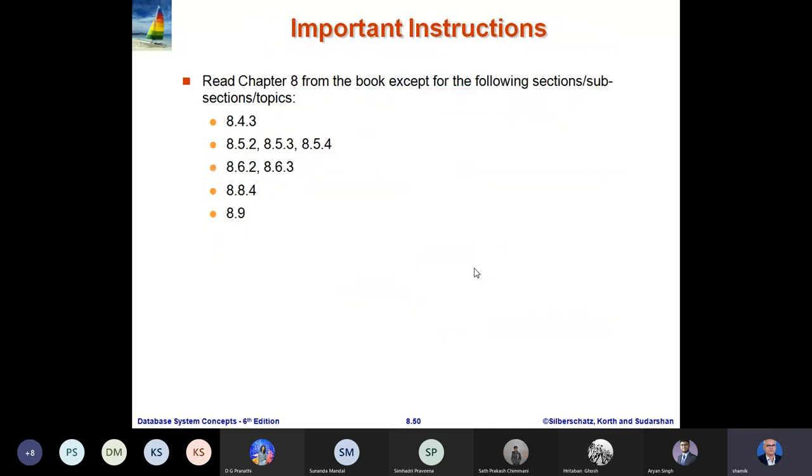So that brings us to the end of this discussion. From this book, chapter 8, you read the book except for the following subsections. Make sure that you read the instructions carefully. Except for these, you read the other sections and subsections from the book.